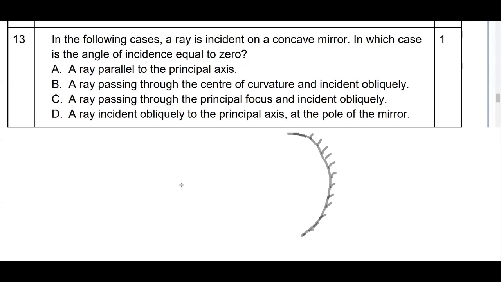If I make this the principal axis, and this the pole here, with the principal focus and center of curvature. You should know that the line joining the center of curvature to the point of incidence acts as a normal. You must have read that if the ray passes through this center of curvature, it rebounds back on the same path, as it is acting as the normal. So the angle made with the same line, they are coinciding. Here, the incident ray is coinciding with the normal, and therefore this is the case.